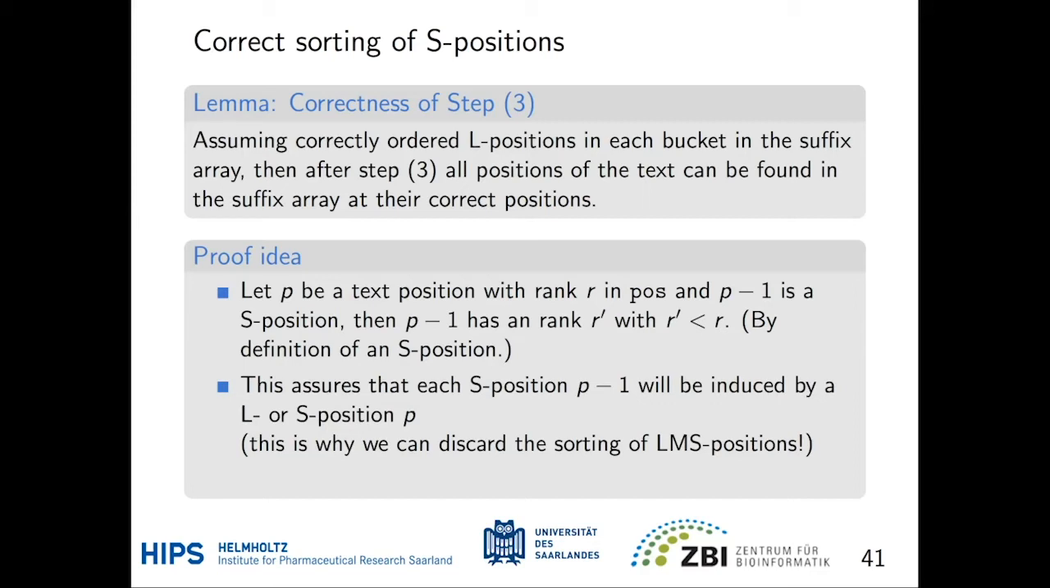Then, obviously, every S position will be found to the left of either an L or S position. And this is why we can discard the sorting of LMS positions, so we can remove the LMS positions from the suffix array before starting sorting S positions. And again, one can inductively prove the correctness of each individual step. You can look up these proofs in the textbook Bioinformatics Algorithms.